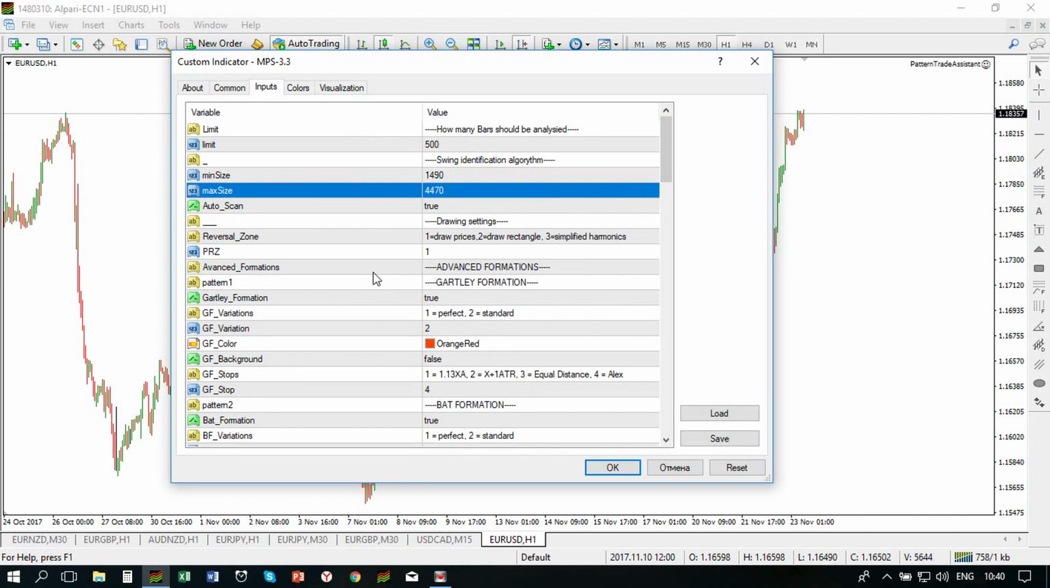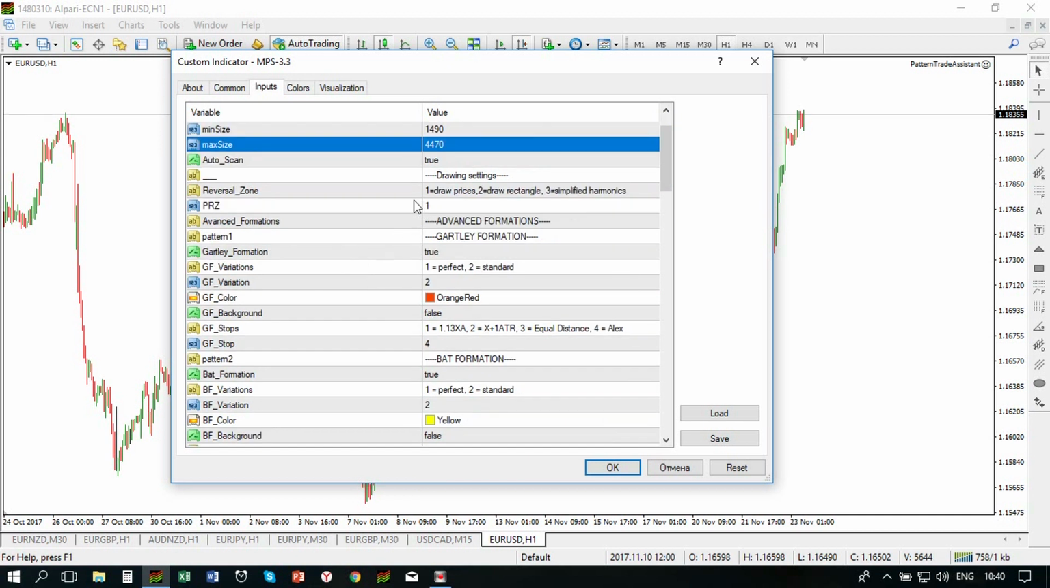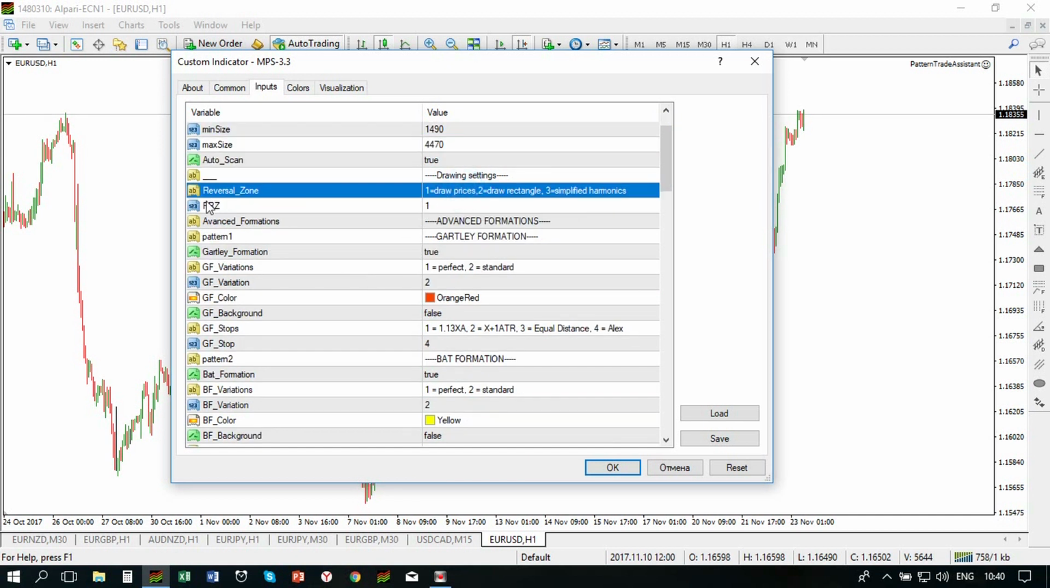So we also have what? We have this reversal zone. The reversal zone drawing settings. You can choose between the potential reversal zone. If you have Gartley formation, Bat formation, Cypher formation, or Butterfly formation, it's not actually needed for you. It's not that urgent because you only have one price. But if you have the harmonic patterns, it is needed.